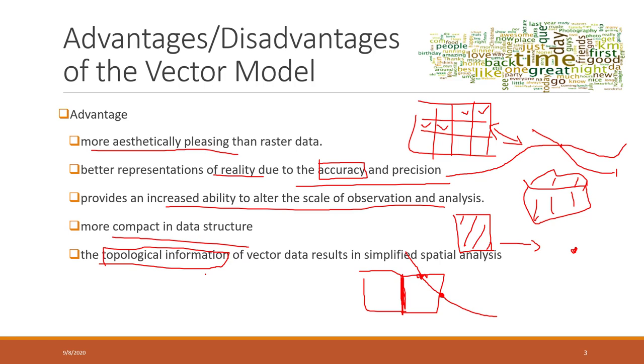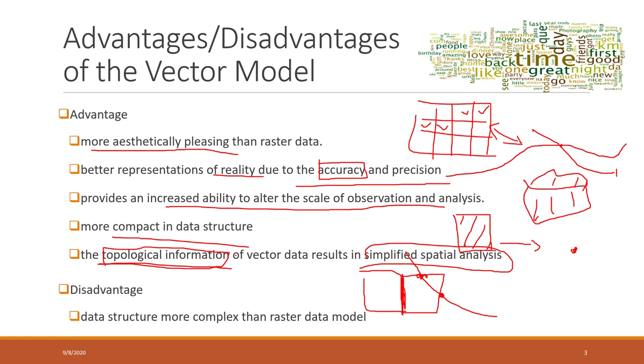And because of the topological information, spatial analysis will be simplified when we apply it on the vector data model. If you remember, for raster datasets, there are many spatial analyses that do not support the raster data model. So most spatial analyses only support the vector dataset, because they contain the topological information.